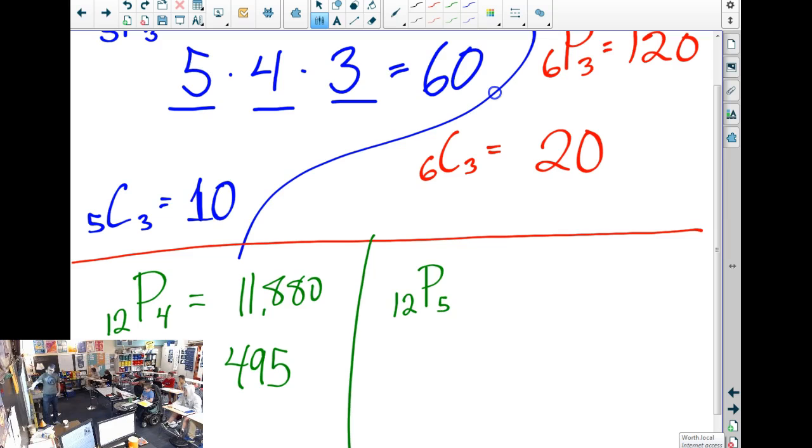Do 12 combinations. 495 times 8 doesn't equal that. 11,880 divided by 8. Maybe it was just a coincidence. So what would get us here? What division? Is it 12? It's not 12. It is 24. And I'm going to draw this arrow going either way, because we could divide or multiply.